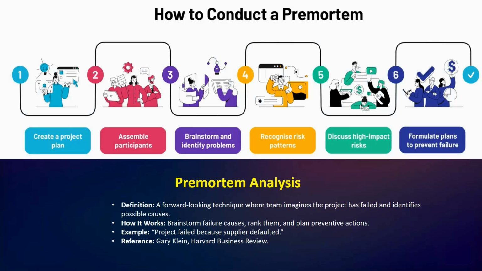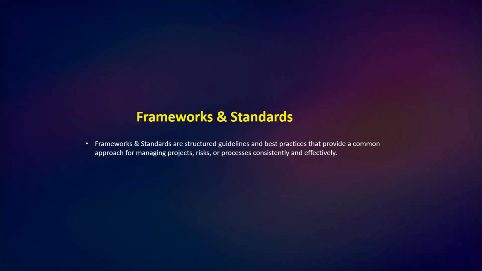Okay, so here we have the example. The definition: a forward-looking technique where the team imagines the project has failed and identifies possible causes. So how it works: brainstorm failure causes, rank them, and plan preventive actions. Okay, project failed because supplier defaulted. Okay, so this was the example.